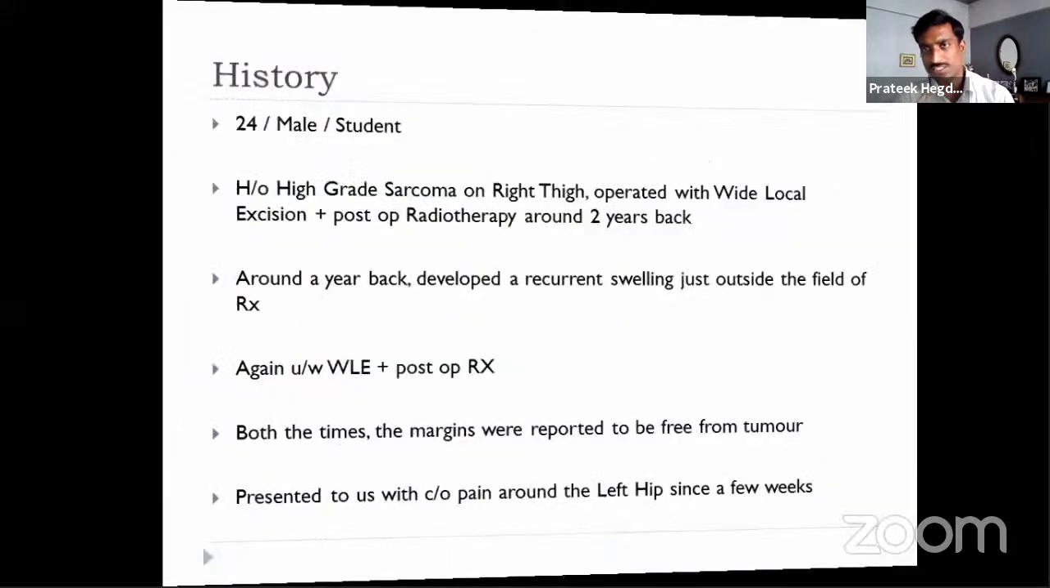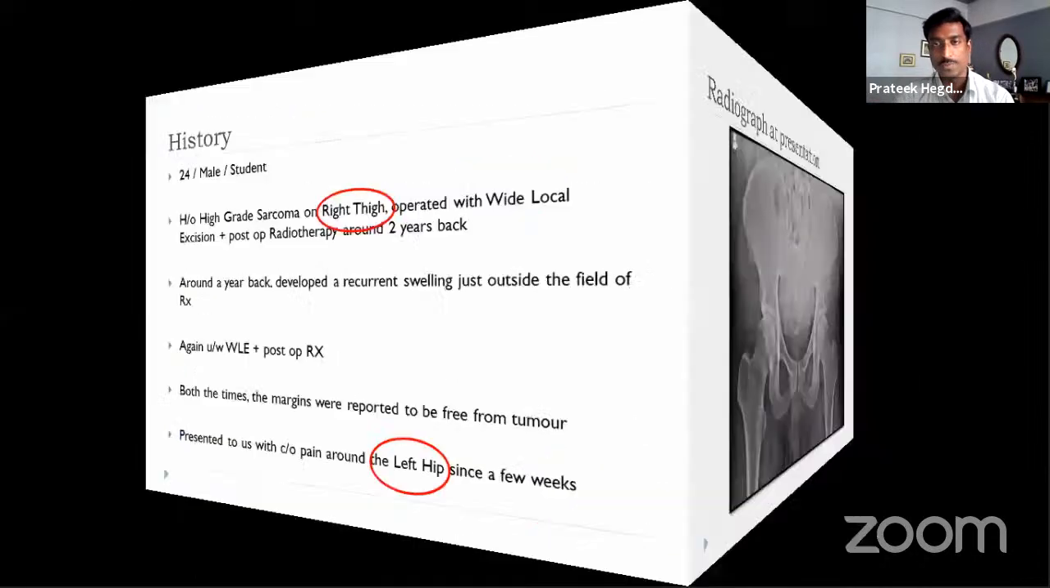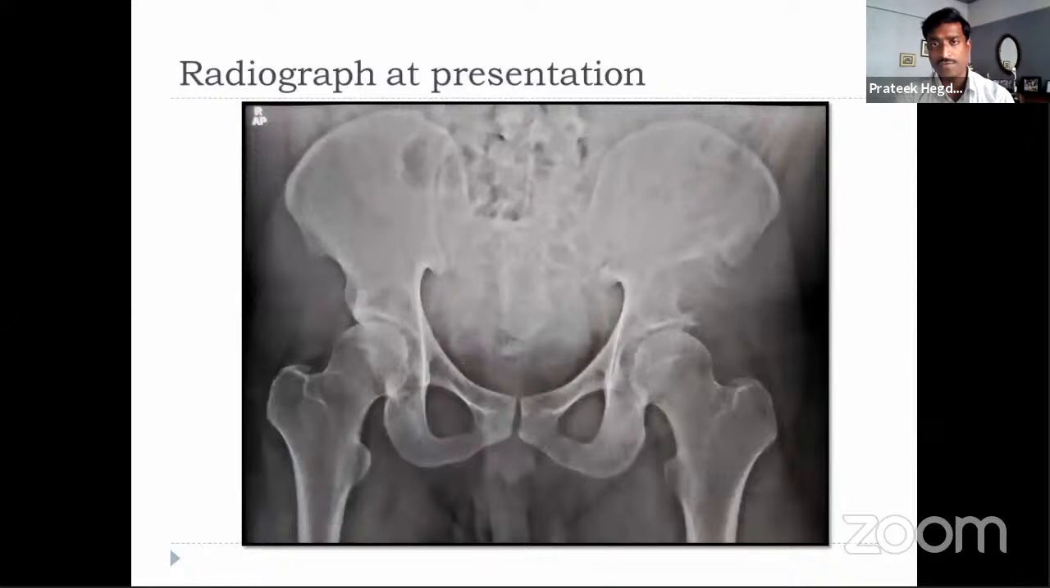So just a brief history. It was a 24-year-old male student who came with a history of high-grade sarcoma of the right thigh, operated with wide local excision and post-op radiotherapy around 2 years back. Then when he was on follow-up for that, he developed a recurrent swelling which was just outside the field of the radiation. Again, he underwent wide local excision and again post-op radiation. Now on follow-up for that, he experienced pain in the left hip. So now what is important here is that the pain is now on the opposite side from where he presented. So he got a radiograph done and this is how he presented. So you see a pelvis x-ray and you see an erosion in the supraacetabular part.